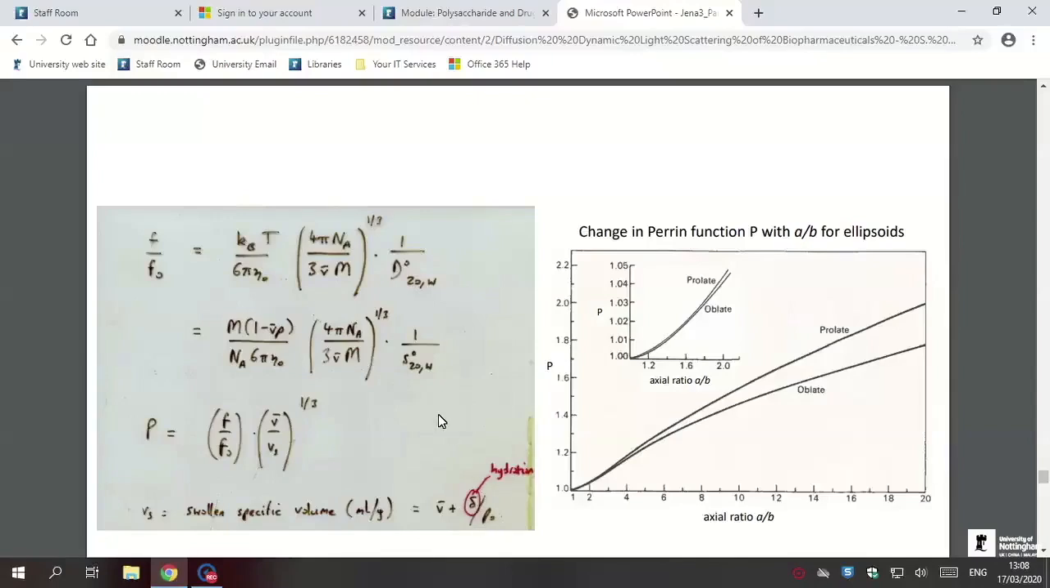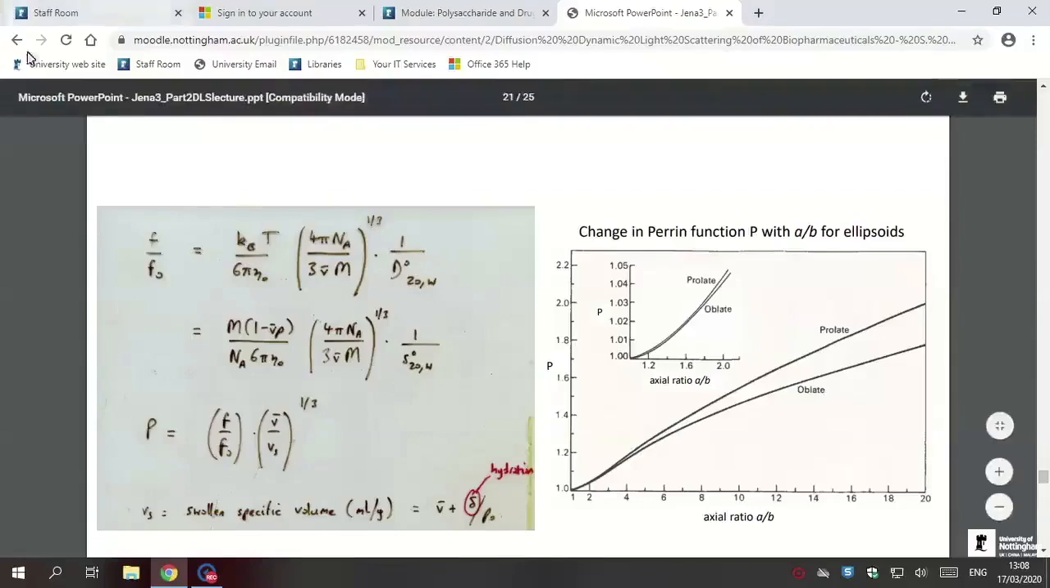And don't forget, this is a dynamic association, so the water is not permanently bound to a protein or macromolecular assembly, but is in some sort of dynamic equilibrium with the surrounding solvent. So, by making these modifications, adjustments to the frictional ratio, we can get the Perrin function, which is a function of shape.